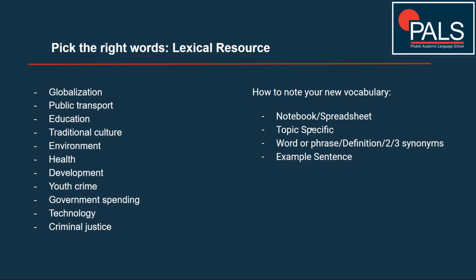But the most important thing is that you keep it, as you can see, topic specific. So you keep all of the lexical resources for globalization in one part of the notebook or one tab on the spreadsheet. Same for public transport, same for education, etc. That way your vocab is topic specific. It means that you'll be learning how to use that word in its correct context.